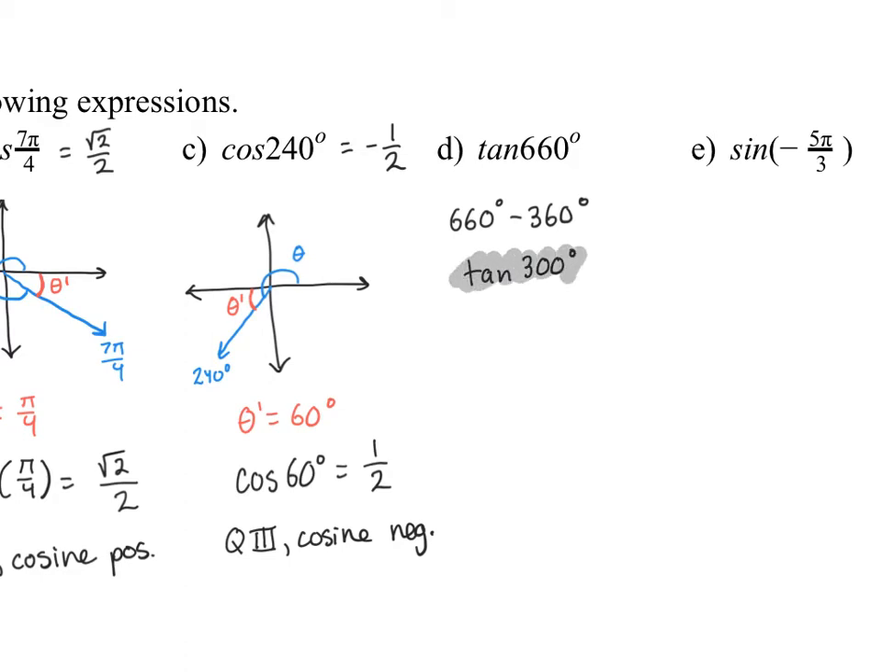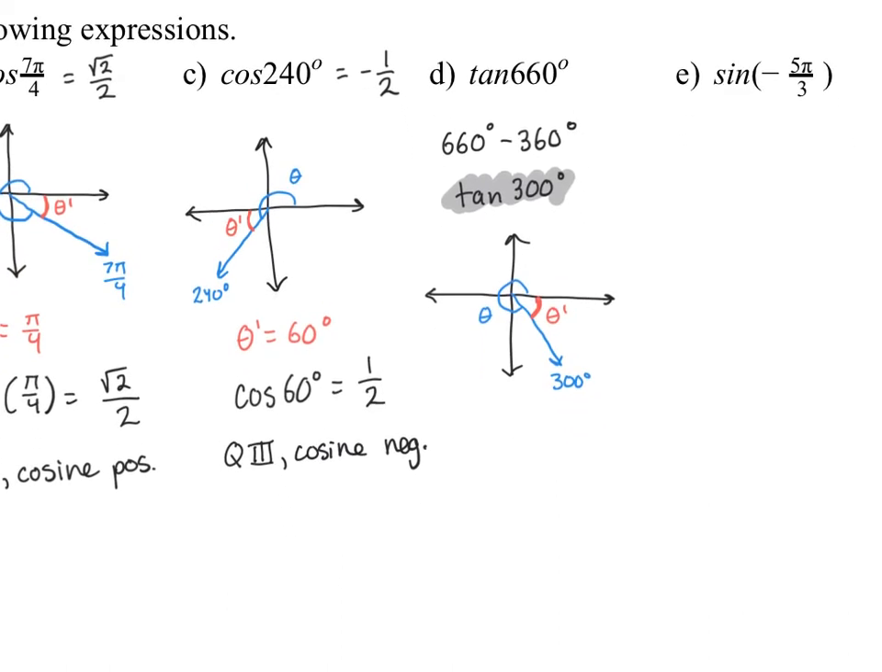Okay, so let's sketch where this falls. So it's between 270 and 360, so it is in quadrant 4. So here's our angle. But we would like our reference angle, which is right here. So we can see the distance from 300 to 360 would just be 60 degrees. So that's our reference angle.